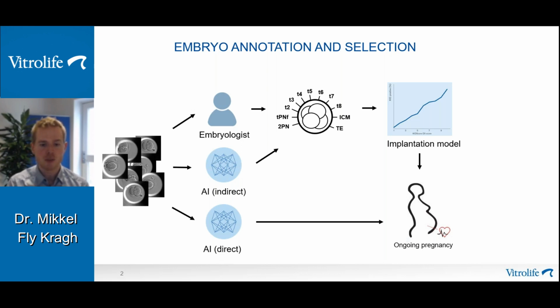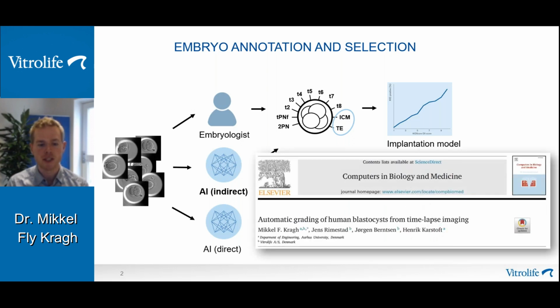Today, I'd also like to briefly touch upon one of our most recent works on directly predicting the chance of pregnancy using AI, and thus avoiding some of the limitations and shortcomings of the traditional approach. But I'll start by going through an example of the indirect approach, in which we've automated blastocyst grading using AI. In case you're interested, you can find a lot more details in our recent publication in Computers in Biology and Medicine.